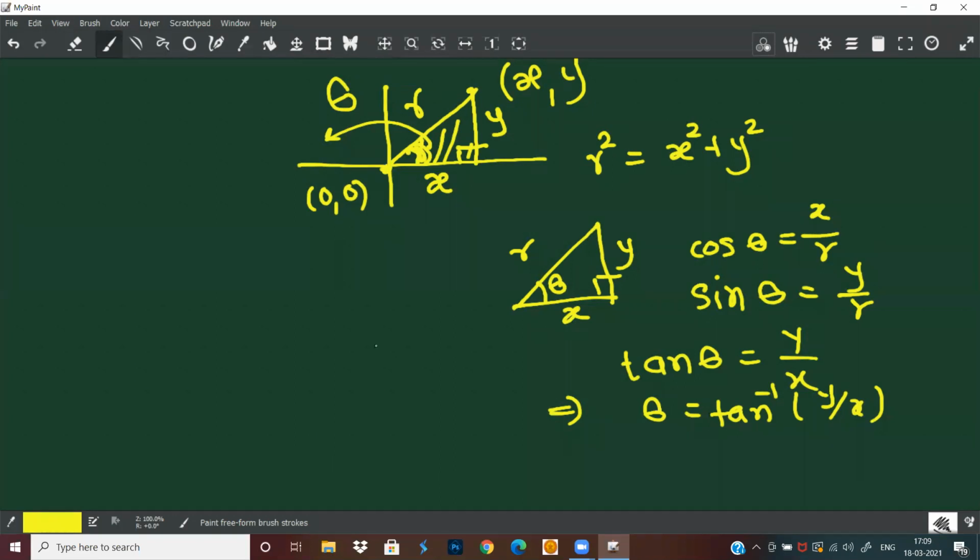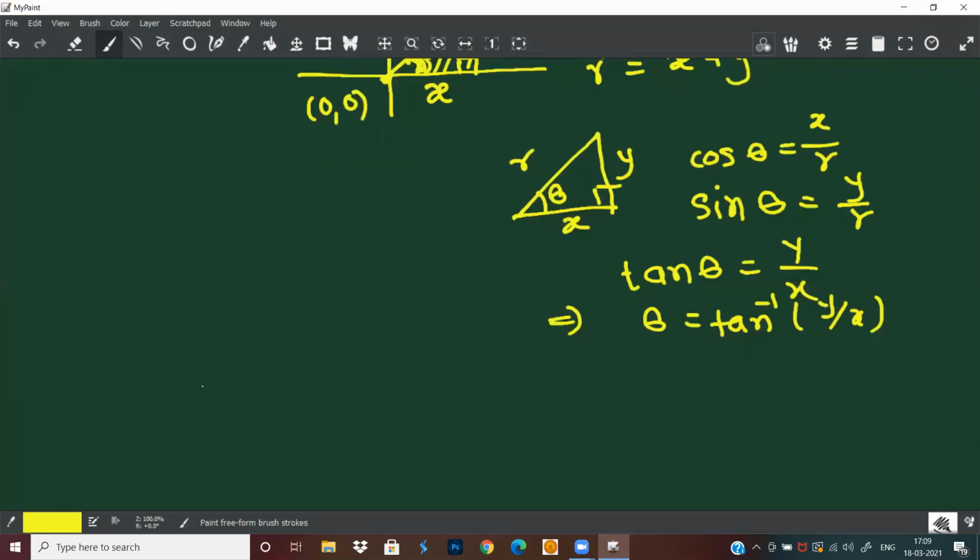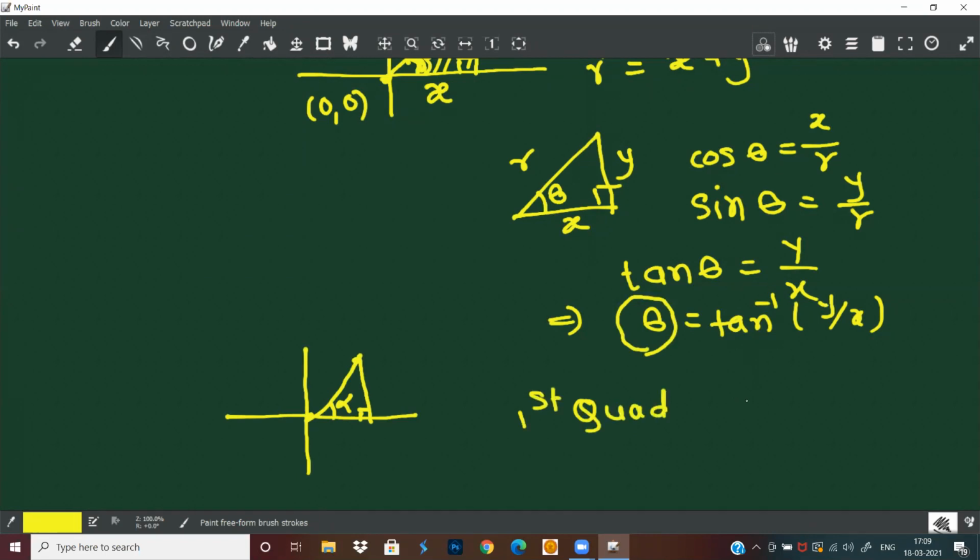Now, I'll take एक example. Suppose if my point is in the first quadrant, यहाँ पे. So suppose मेरा ये angle alpha है, with standard angle जो हम लोग theta बोलते हैं, जो हम लोग argument में use करते हैं. So in the first quadrant, theta is same as alpha.